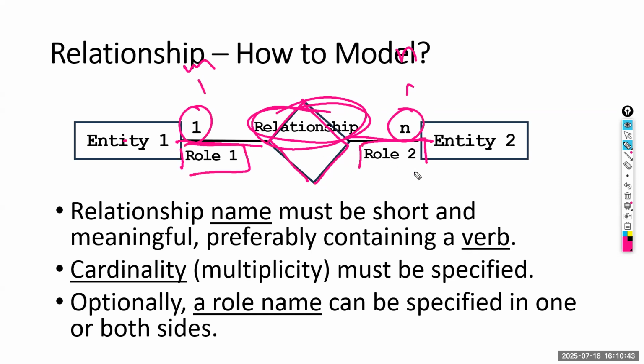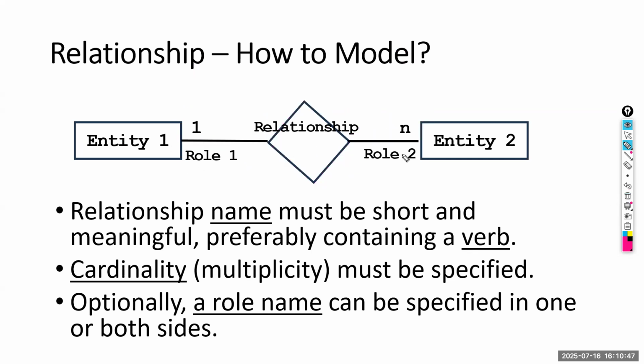Optionally, you can have a role name. Very rarely you will see role names. You can have role names at both ends or at one of them. But this is very rarely used, but you must know that if you want, you can have it. What is meant by if you want? If it adds value, if it is useful, add the role name. But if it is obvious, don't add a role name. Right, role names I will explain. Okay. So this is the big picture.